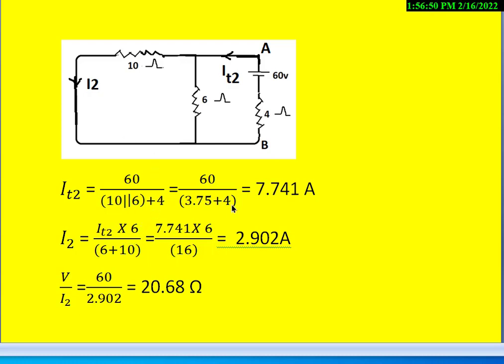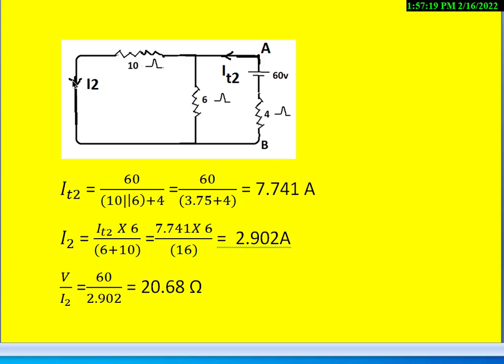I2 is nothing but IT2 into the opposite arm. Opposite to 10 means it is 6, that is 6 divided by 6 plus 10. Simplify that, that is IT2 is replaced with 7.741 amperes into 6 divided by 16, we get 2.902 amperes.